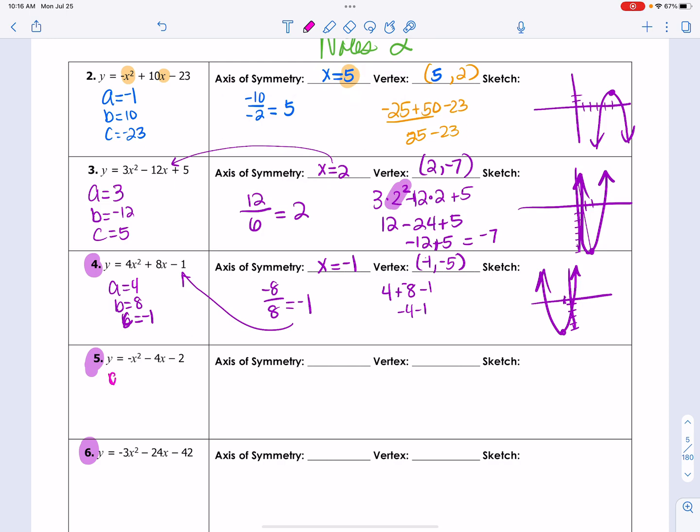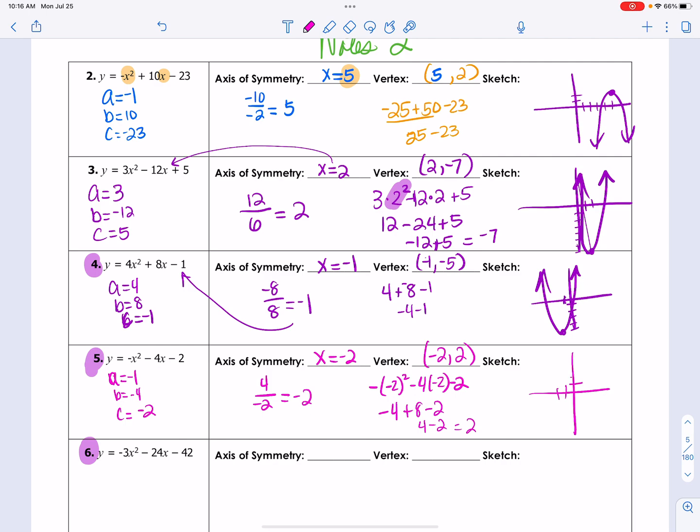Okay, on the next one, my A is a negative 1, my B is a negative 4, my C is a negative 2. Negative B over 2A is a negative 2. So I'm going to put that in there. Just because of the negative signs, I'm going to write it out. You're squaring first, that's 4, and then you're taking the negative of it, plus 8 minus 2. So that's 4 minus 2, which is 2. So my vertex is at negative 2, positive 2, and it's going down. You've got to be really careful with your order of operations.